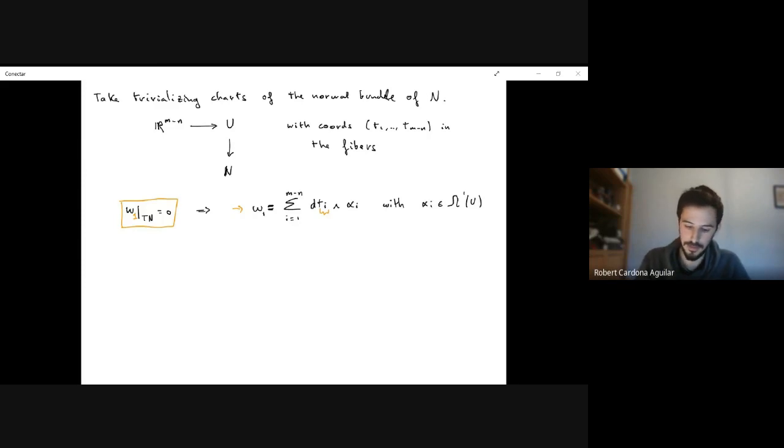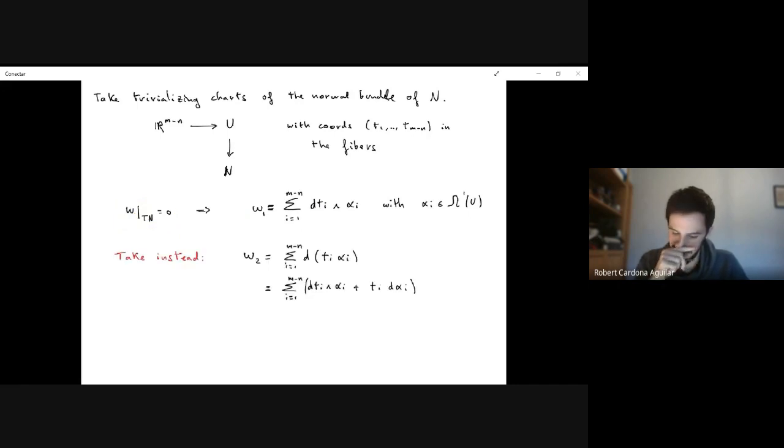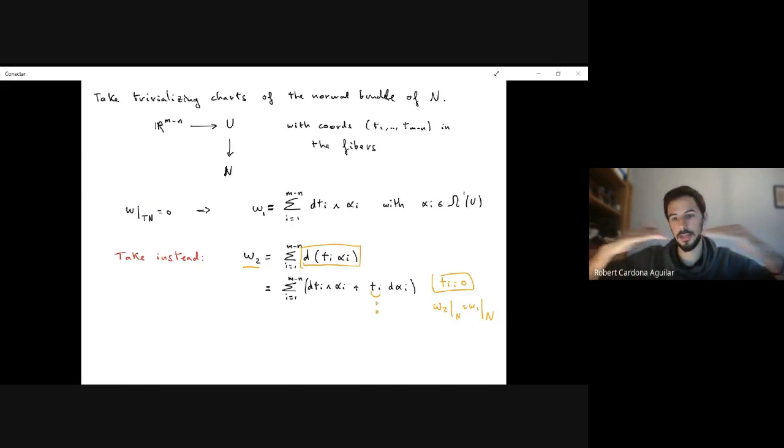As I was saying, this omega 1, you don't know if it's closed. But the good thing is that because of this very particular form, you can take an omega 2, which is closed by construction because I'm taking it as an exact form, it's a differential of something. But for t_i equals 0, it coincides with omega 1, because then you're putting this equal to 0. So this is the 0 section, this is N. And this two form coincides exactly with omega 1 along N.